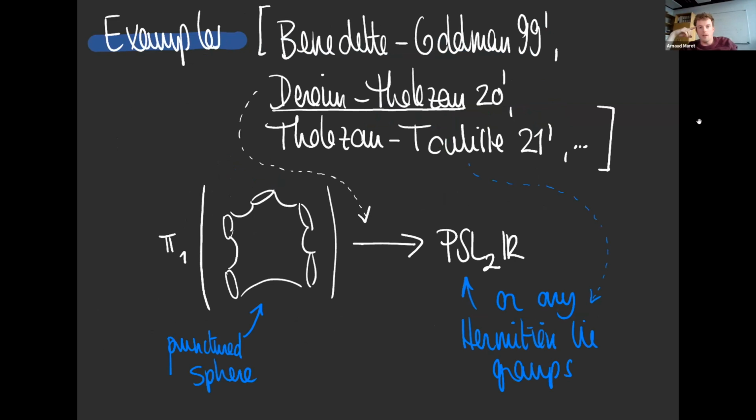The main source of examples comes from this paper of Bertrand Deroin and Nicolas Tholozan in 2020, where you build components of Zariski dense totally elliptic representations. So in particular, the image is not contained in a maximal compact. It's really Zariski dense in the group PSL2R. And the whole component consists of only Zariski dense representations. That's the whole point. That's what is mysterious about these things, because at first maybe you would assume that it's not possible to build such examples, but we have them.